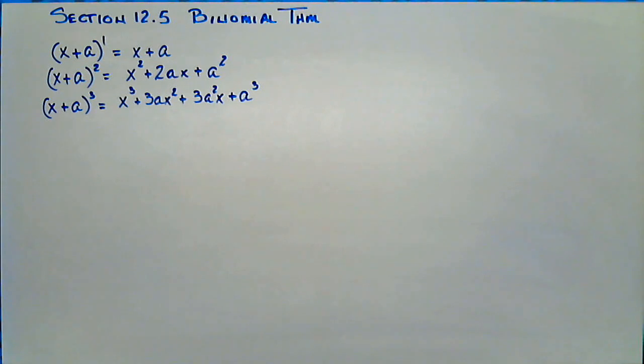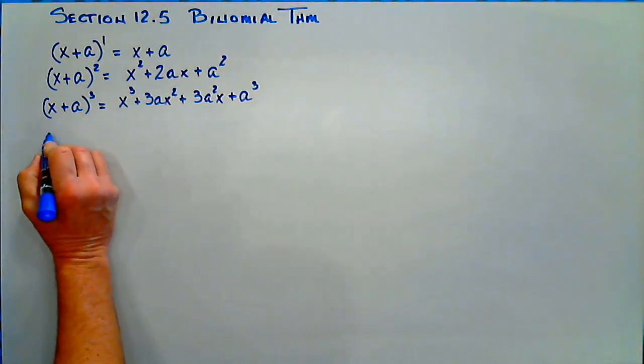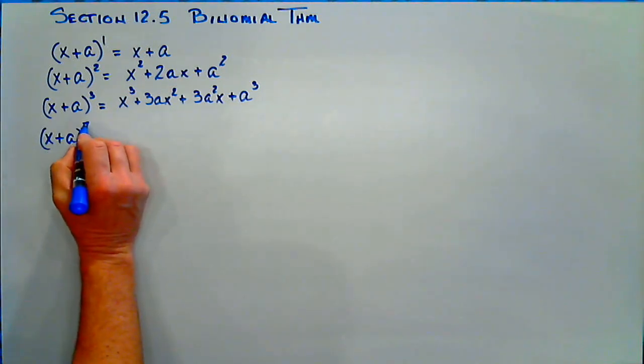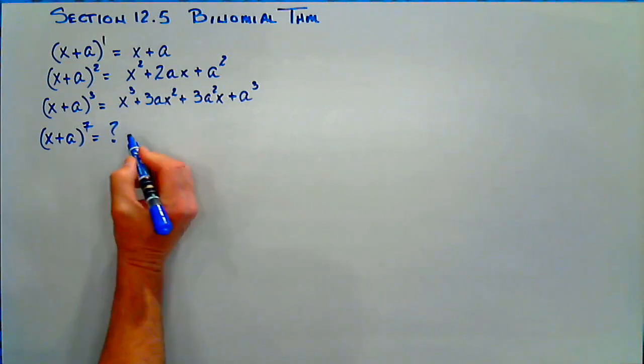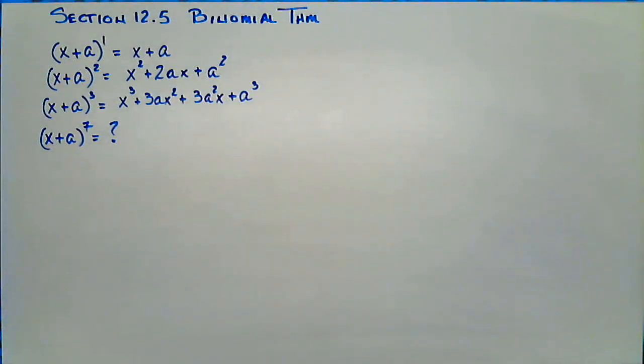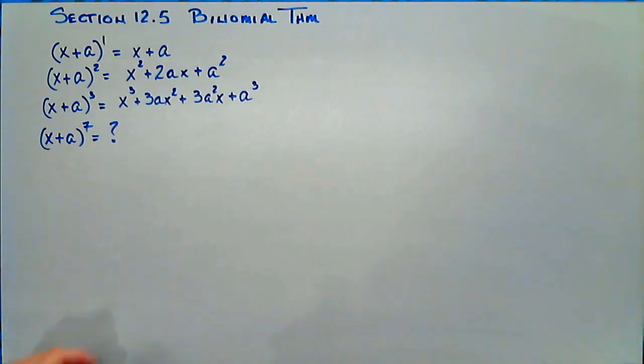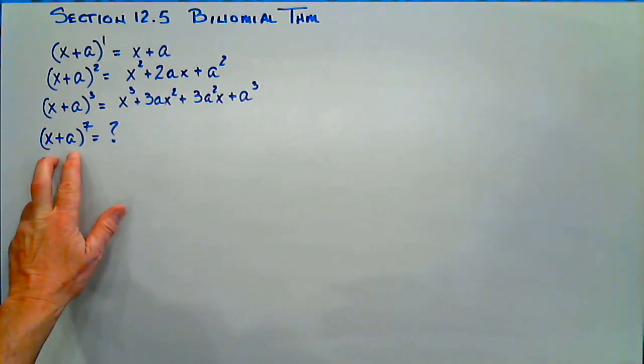The problem becomes what happens if somebody were to ask us to do something like x plus a to the 7th. What happens if they ask us to find that? Well, that is not something that you and I want to have to FOIL out. I don't want to multiply this out, using the distributive property 6 times to find x plus a to the 7th. And there are times in a calculus class where we have to expand things like this.